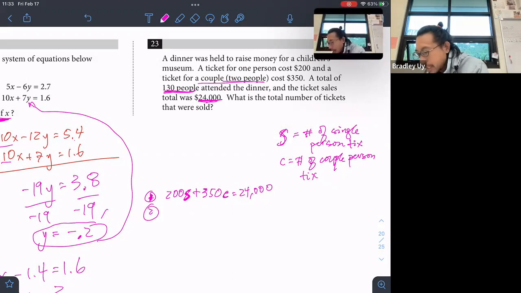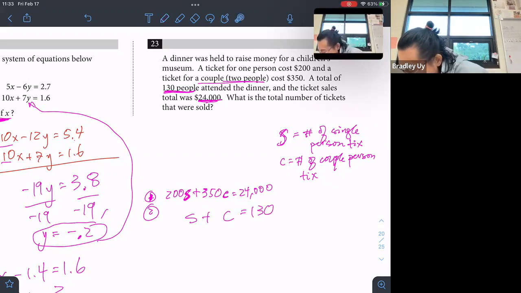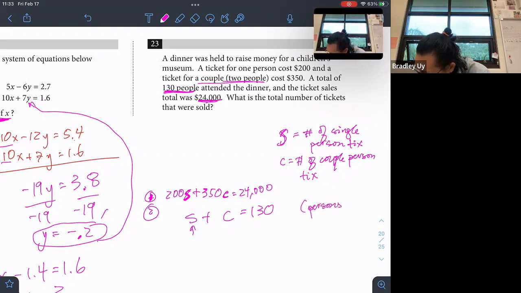I think the most common mistake for this is to say S plus C is 130. The reason why this isn't the right answer is because S is the number of tickets, C is the number of tickets, 130 is the number of people, okay? So here's the thing. If you sold a single person ticket, we can assume one person is coming from that. In other words, this equation right here has to do with people.